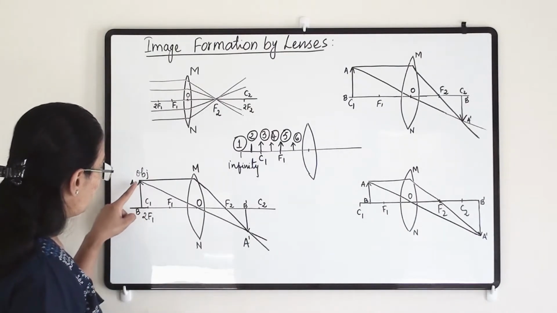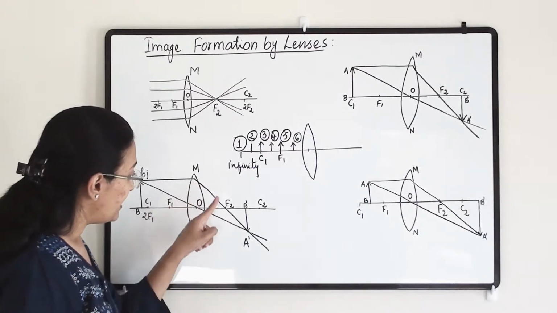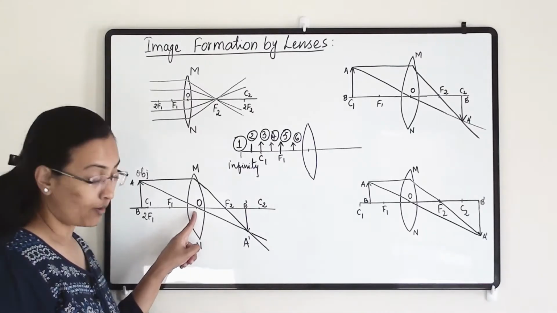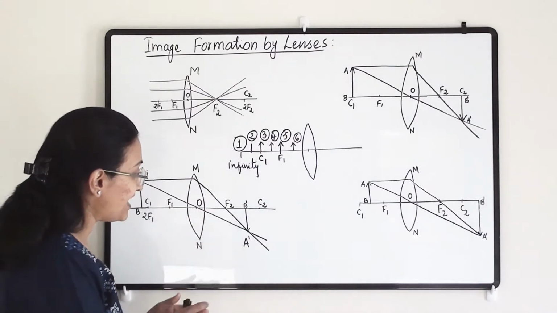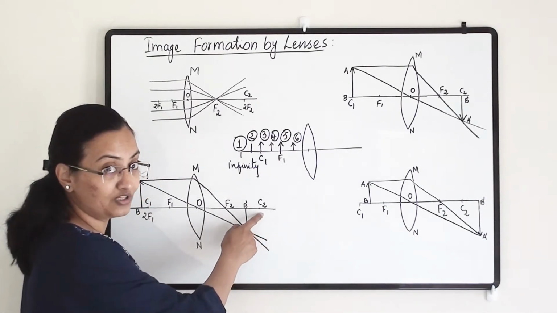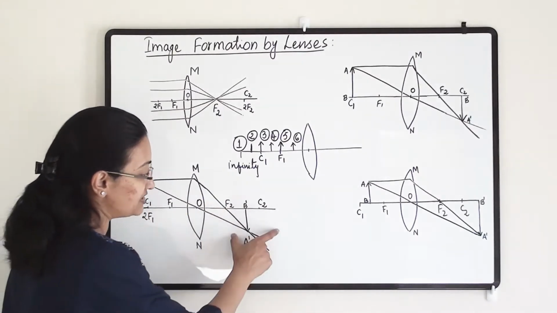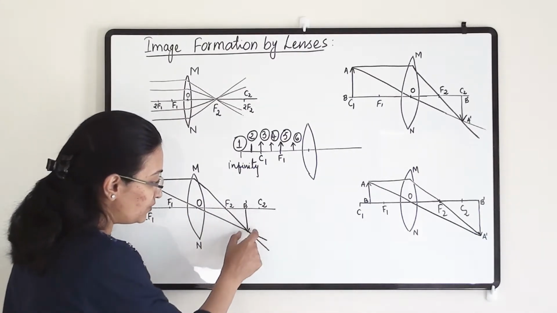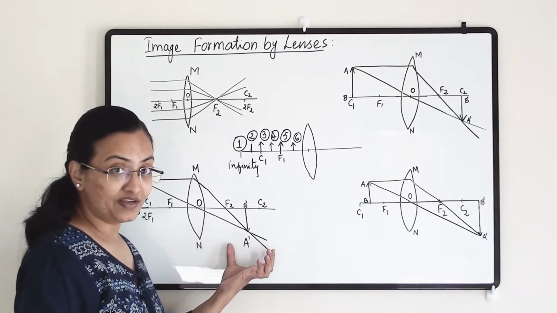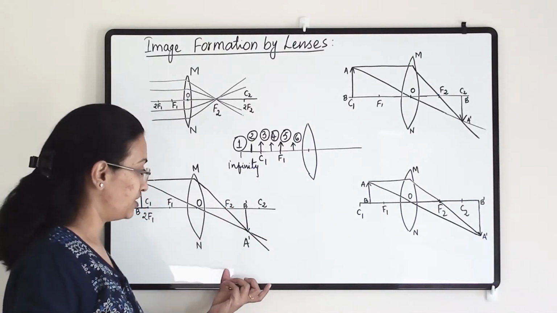Another ray coming out from the object gets refracted here and meets the ray passing through the optical center. That position is in between the second focus point and the second center of curvature, on the other side of the lens. In between these two we get the image, A dash B dash. The image is diminished, real, and inverted. It is an upside down image.